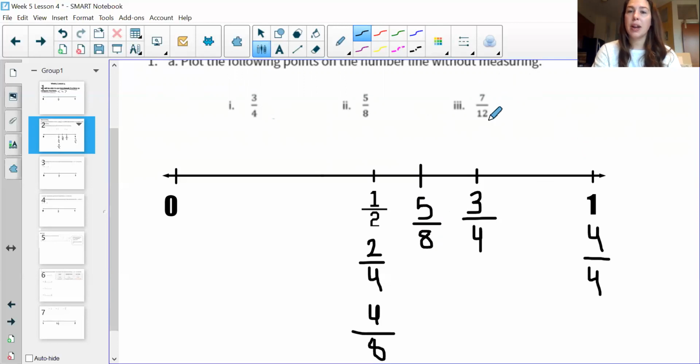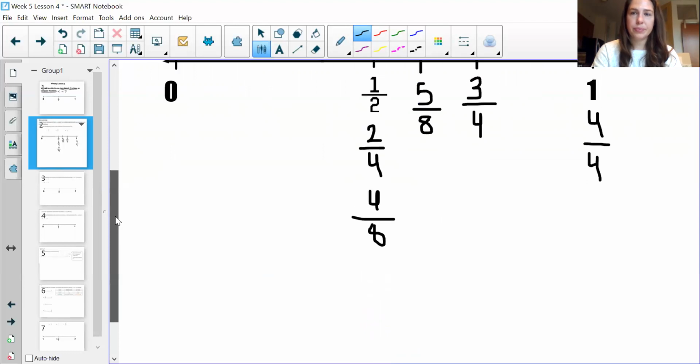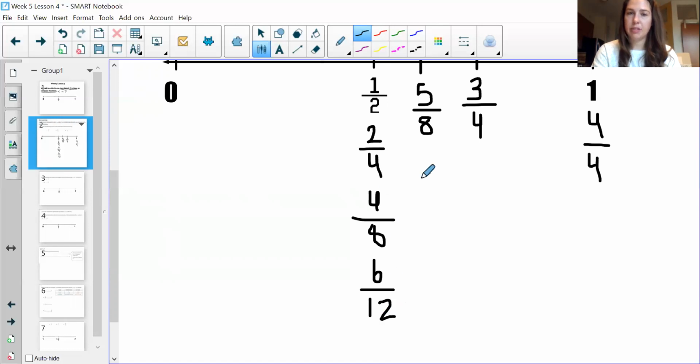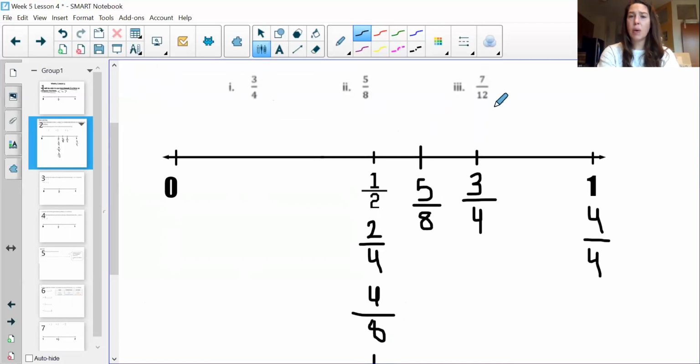Now for our last one, 7/12. Now I know that 7/12 is also greater than 1/2 because, oops, I'm going to have to extend my page, because I know that 1/2 is equal to 6/12 because 6 is half of 12. And just like the other ones, 4 is half of 8, 2 is half of 4. So 7/12 is just 1/12 away from 1/2. Now a 12th is teeny, teeny, tiny.